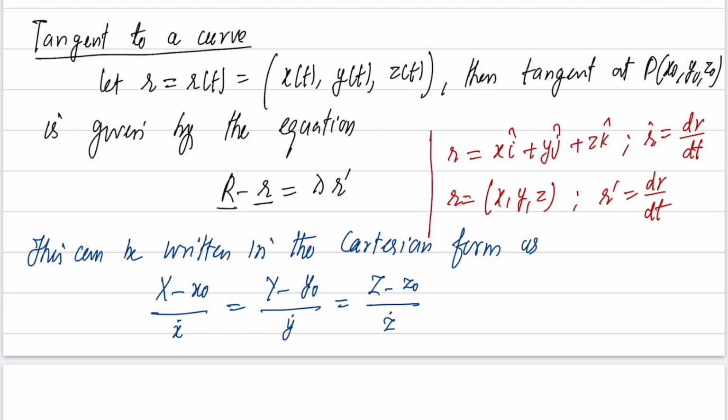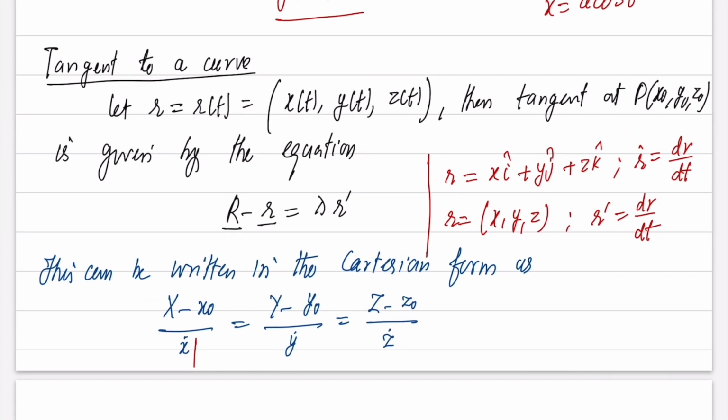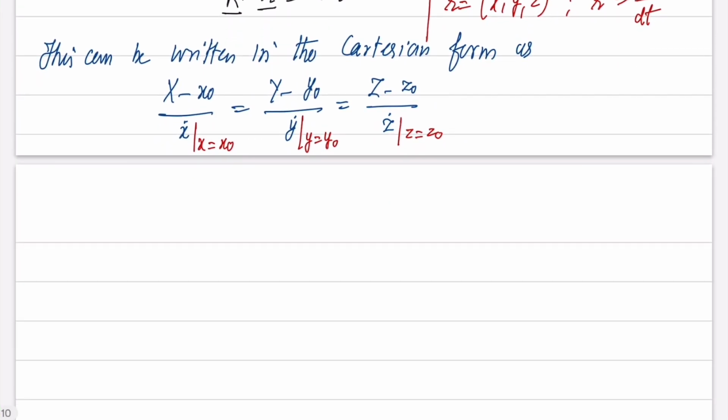And in fact we also need to evaluate this x dot at x equal to x naught, y dot at y equal to y naught, and z dot at z equal to z naught. So this is how we can write down the equation of a tangent to a curve. But now we can have the curve given as the intersection of two surfaces also. So that will be our case number 3.